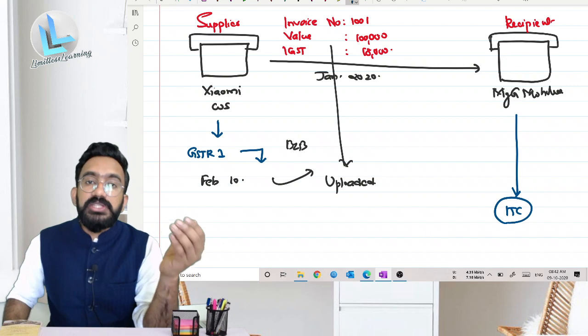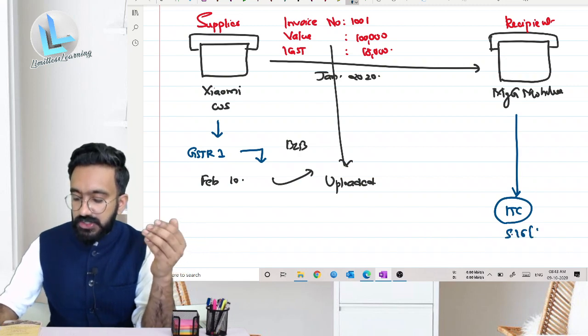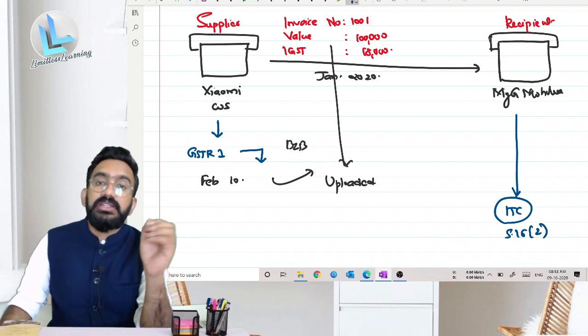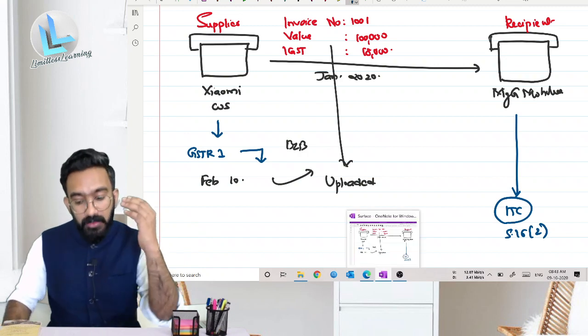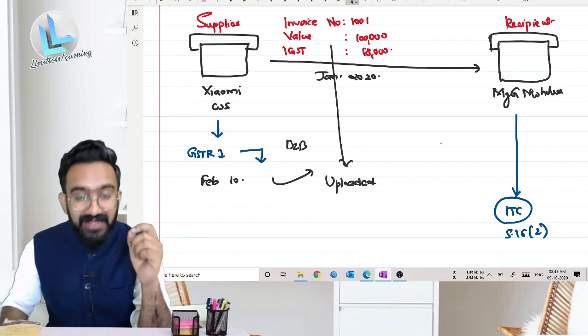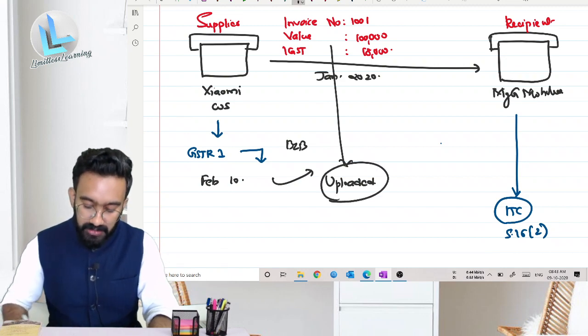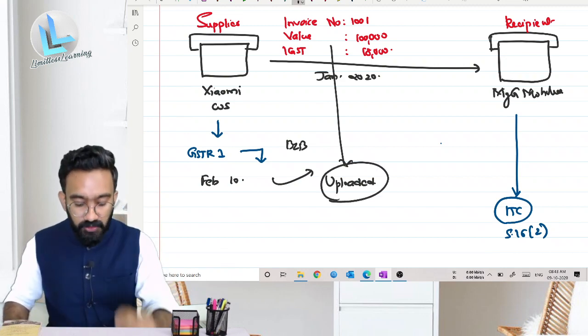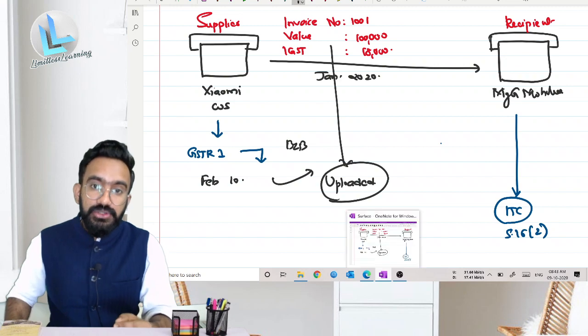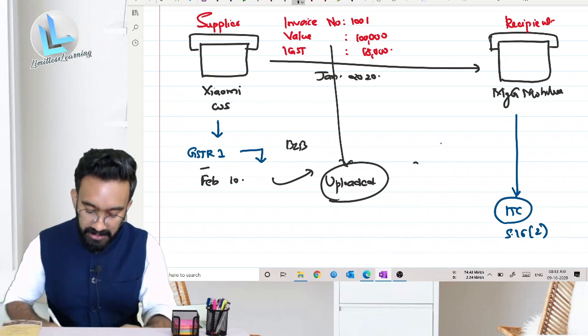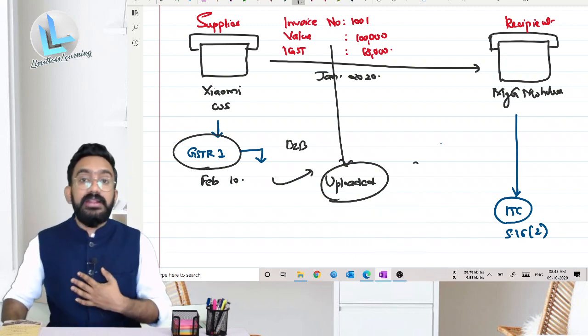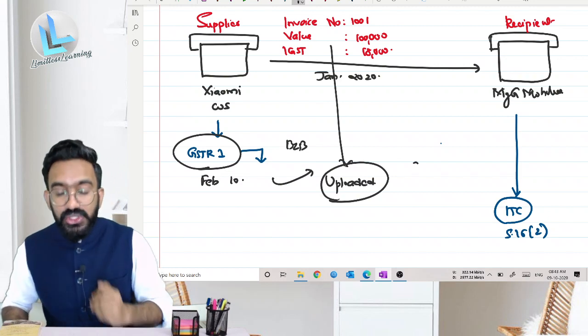What are the conditions to be satisfied? Section 16 subsection 2 clause A, B, C, D says that there are 4 conditions to be satisfied. Now MyG satisfy all the 4 conditions. Can they take the credit? The answer is no. They can take the credit only when this information, this invoice is uploaded by Xiaomi wholesaler in their GSTR1. Once it is uploaded, then only MyG can take the credit.